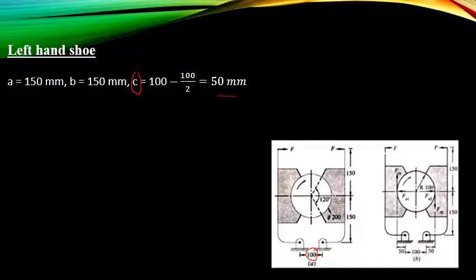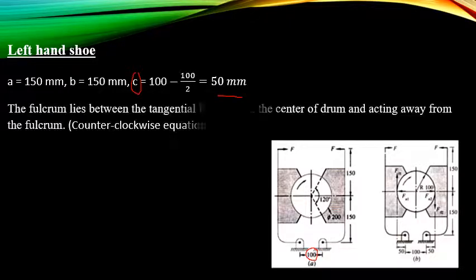So that will be 50 mm. Next, considering the figure here, we can see that the fulcrum lies between the tangential force Ft and the center of the drum. And for the clockwise rotation, it is acting away from the fulcrum. So therefore we have to take the equation for the counterclockwise rotation of the drum for this case.